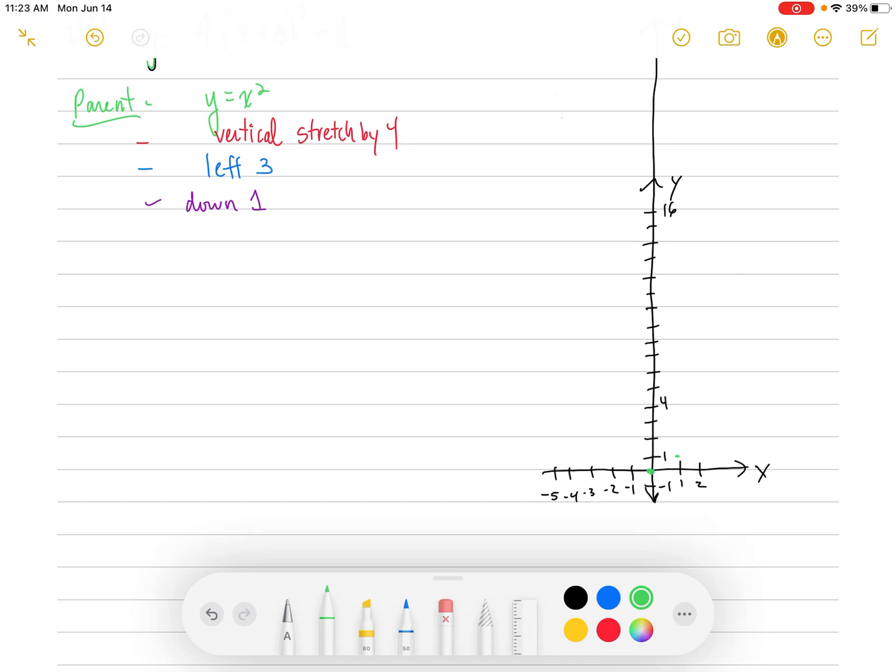Okay, so I want to graph, so y-axis here. I want to graph my parent again. So 0 squared is 0, 1 squared is 1, 2 squared is 4. Negative 1 squared is 1, negative 2 squared is 4. That didn't work out, did it? Let's try it a little better than that.